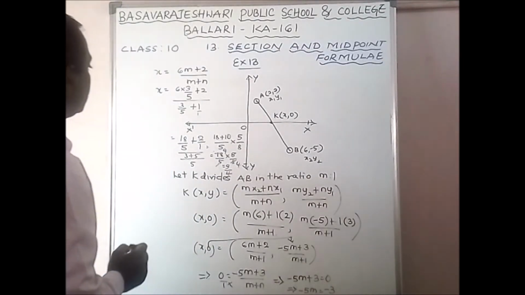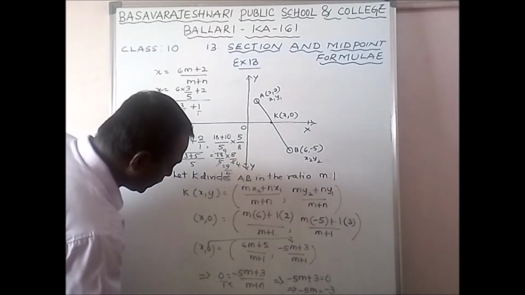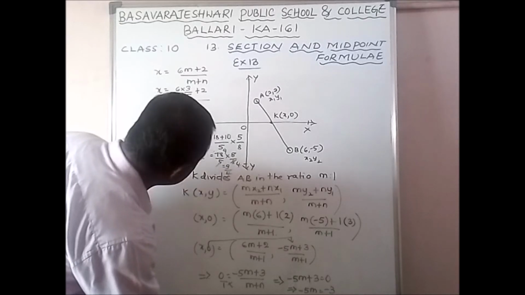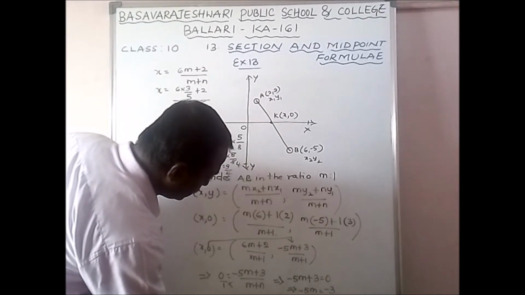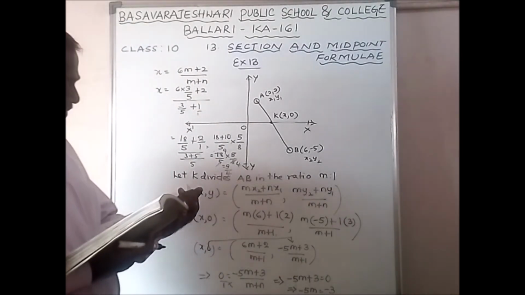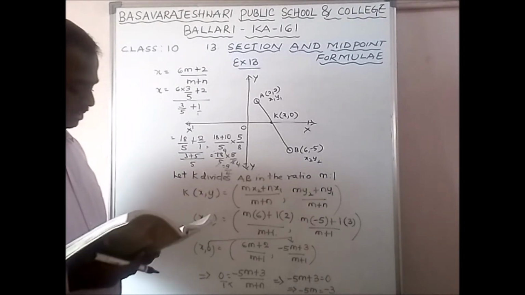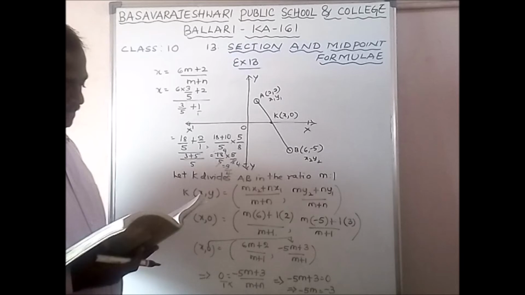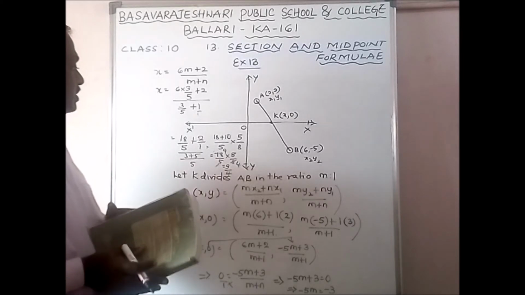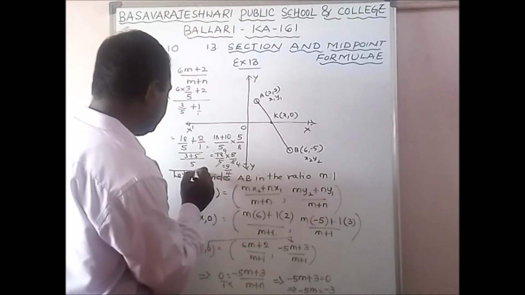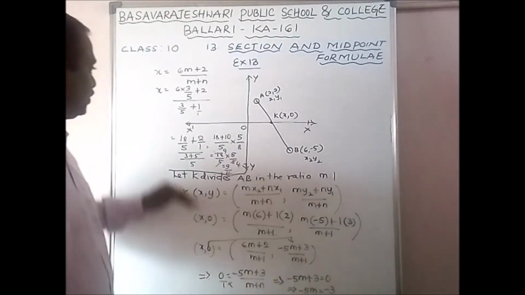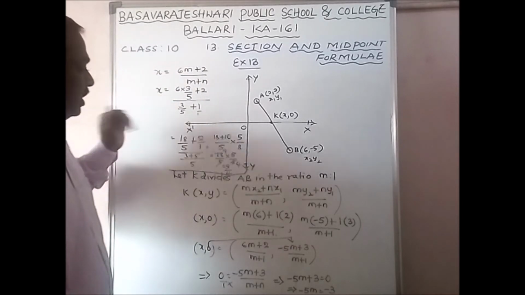So therefore, the coordinates of K are (9 by 4, 0). So that is the coordinates of K. Maybe you will not understand here. Okay, I will put the line over here. So after writing this, finding the ratio, you have to find out the x coordinates.